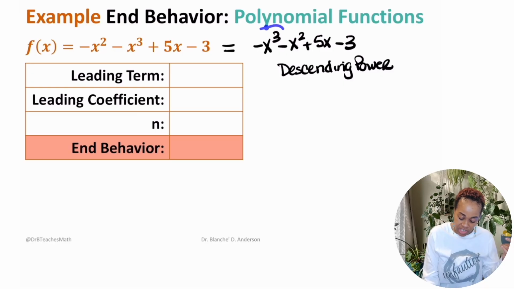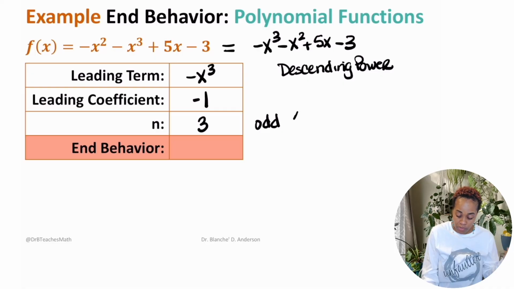So the leading term is negative x cubed, right? You see that? So negative x cubed. The leading coefficient, we don't write a 1, but it's an understood 1. And then what is the degree? The degree is 3. Because the degree is odd, we know that the end behaviors are going to be opposite. So it's either going to look like that, or the end behavior is going to be down and it's going to be up.